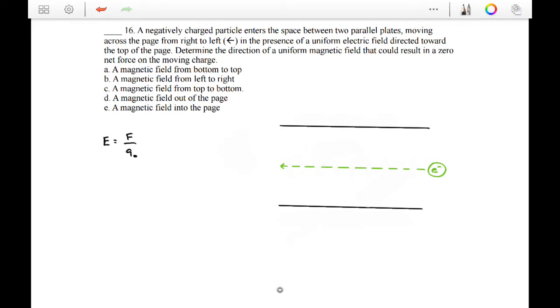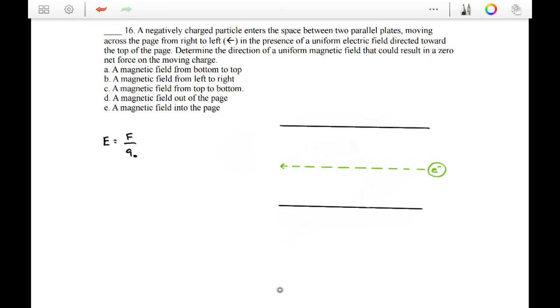I have two parallel plates, and then I have a negatively charged particle or an electron traveling from right to left. So the first bit of information that we want to focus on is the presence of this uniform electric field that's directed towards the top of the page. So I know conceptually from the electric field concepts that an electric field moves towards the direction of the negatively charged plate, and that's because we determine the direction from whichever way the positively charged test charge will travel.